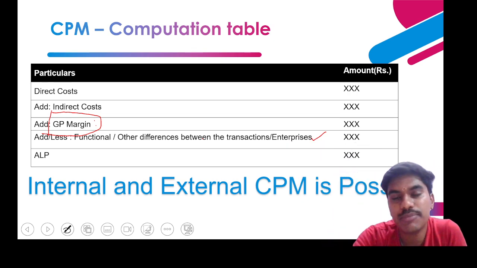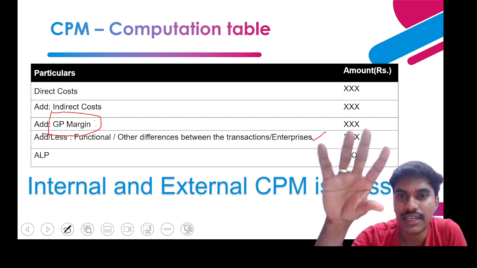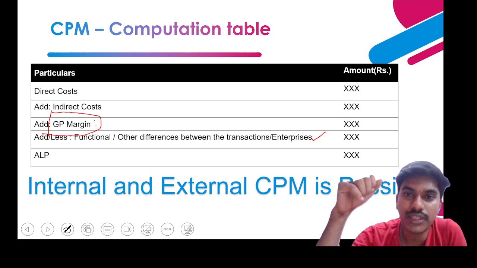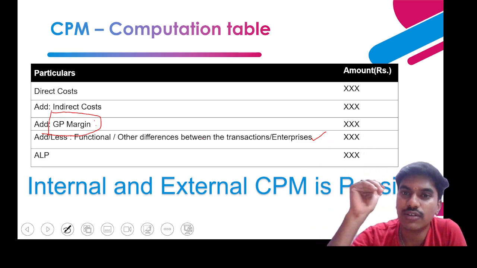How will you determine GP margin? Another example. Assume for example I am selling you cycles with 4 wheels. I am selling cycle to you with 4 wheels.